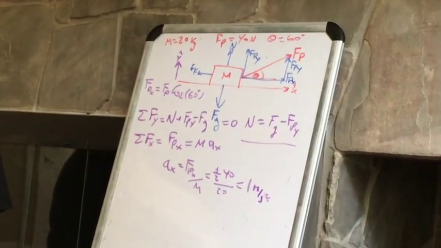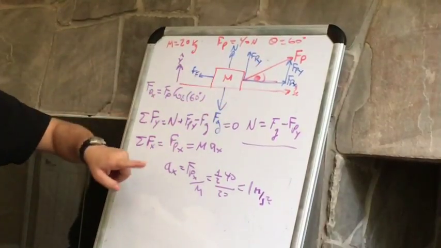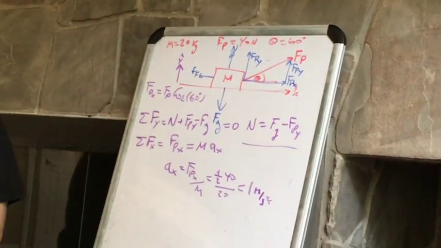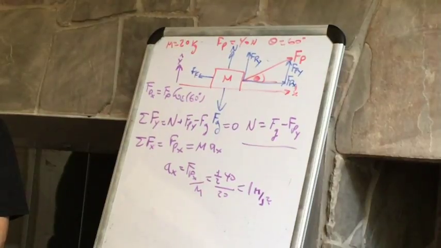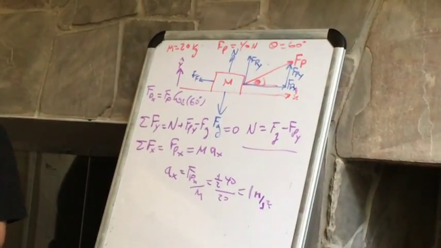In the red, what does FP equal again? It's a little hard to read that. In the red, yeah, it's 40, and that's what the question gives you, 40 newtons. It's not bad, it's a given.